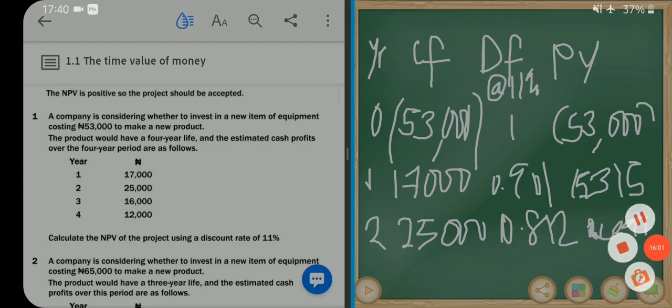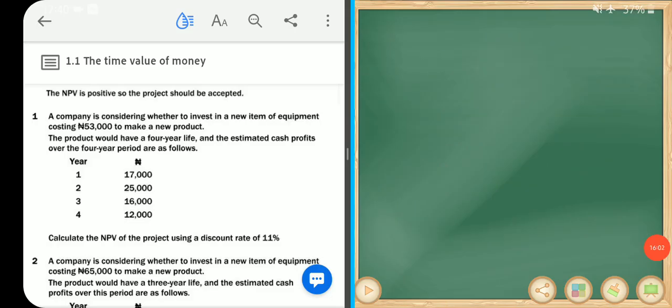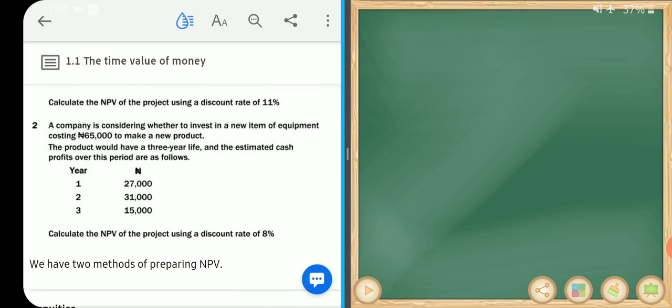So having done that, you do the same thing for year 3, then you add up together and you get your final answer to know whether it is positive or negative. Once you've gotten your final answer, if it is positive, you advise them that the project should be accepted, and if it is negative, you tell them not to accept the project. So question 2, you can do on your own in your free time to get acquainted with what we are talking about here.